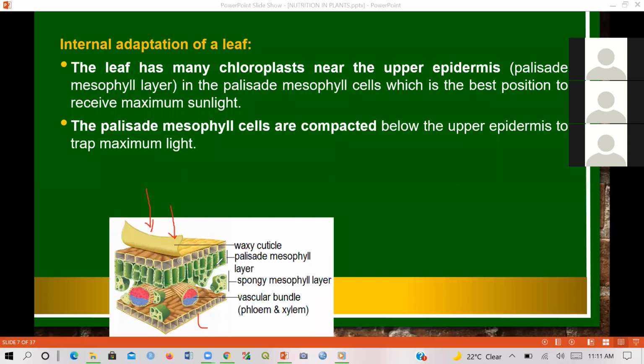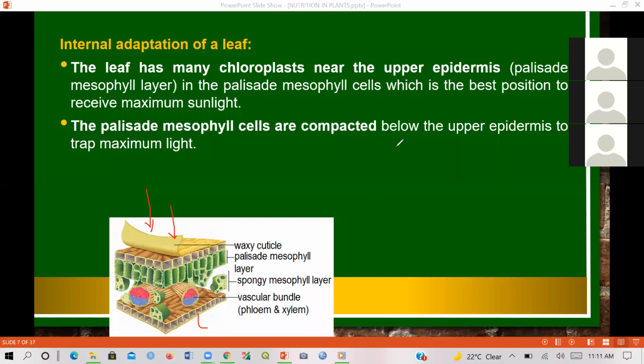Otherwise, you imagine, suppose this layer was below. It means light will first have to pass through these other layers, also these others, until it reaches the lower part. And in that process, some of the light might be lost through shading. So the mere fact that these leaves have the Palisade mesophyll layer on the upper surface makes them better adapted for the process of photosynthesis.